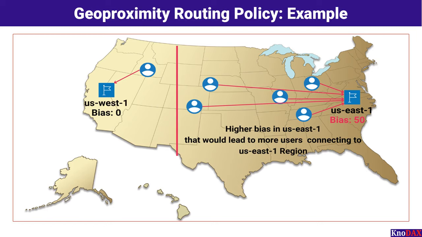For instance, a positive bias, like the 50 in US East 1, increases the size of the region, drawing more traffic. A neutral or lower bias, like the 0 in US West 1, keeps traffic within its default boundaries. This feature is especially useful for scenarios where one region has greater capacity or needs to handle a larger share of the traffic. Geoproximity routing also works with non-AWS resources by specifying their latitude and longitude. To configure this policy, you must use Route 53 traffic flow, which provides an easy way to manage traffic distribution across multiple locations.